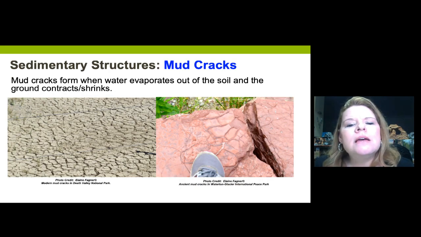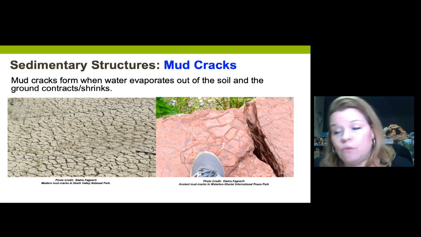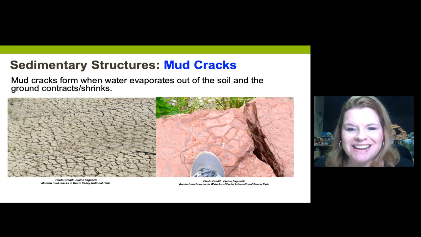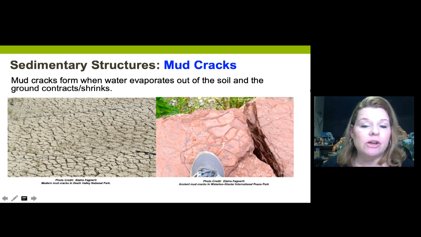Mud cracks are going to form, just like we talked about last time, wherever you have dry enough areas where you get rain and it saturates the soil and then it evaporates pretty quickly. And sometimes these can get buried by new sediments right on top and then cemented, and this is what they look like when they're lithified.